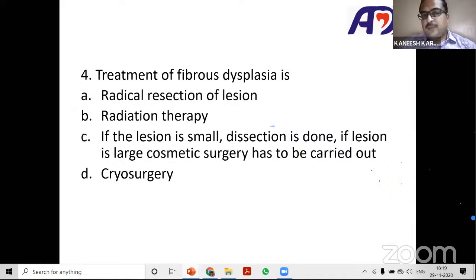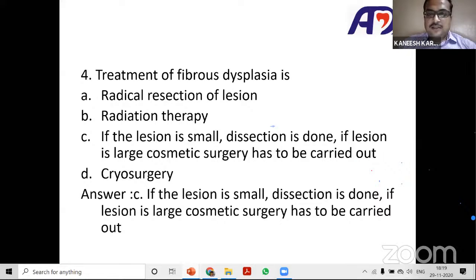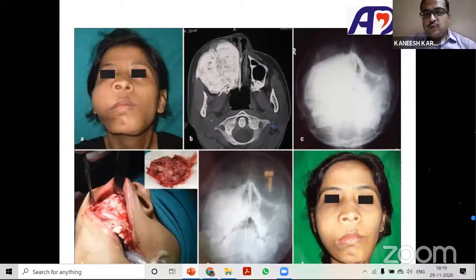Treatment of fibrous dysplasia. Yeah, if the lesion is small, the dissection is done. If the lesion is large, cosmetic surgery has to be carried out. See, there is a huge fibrous dysplasia of the maxilla on the right side, and cosmetic reduction is done for this patient.